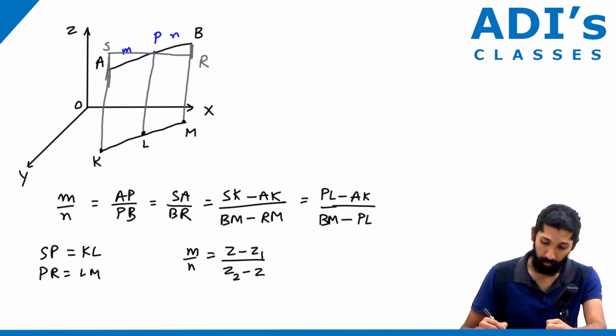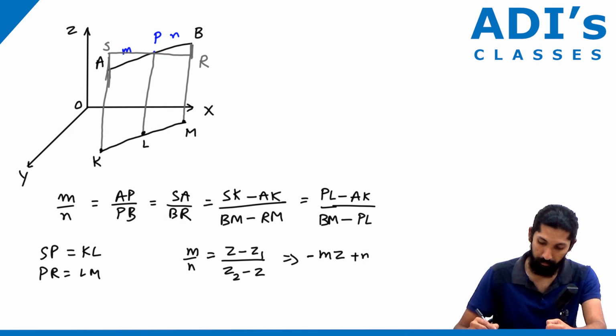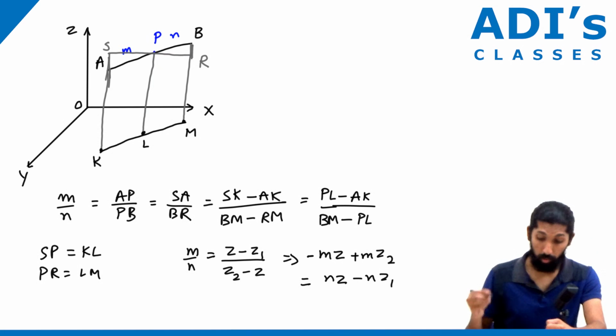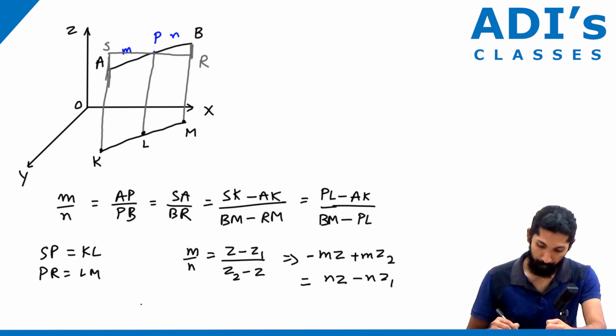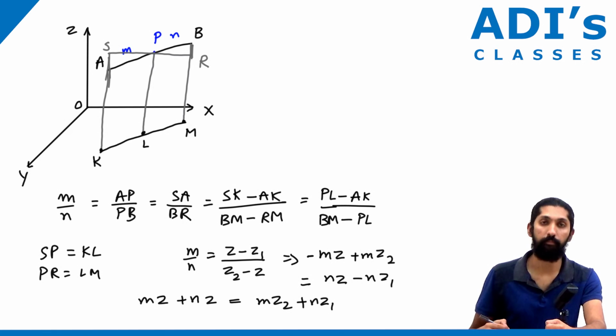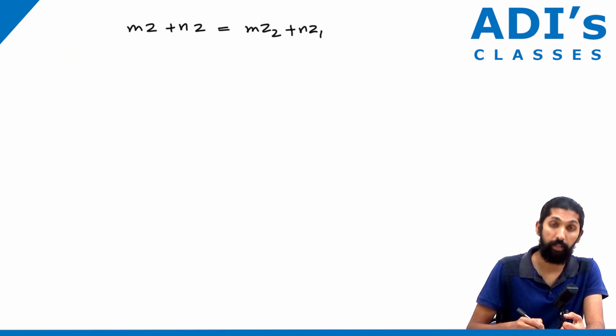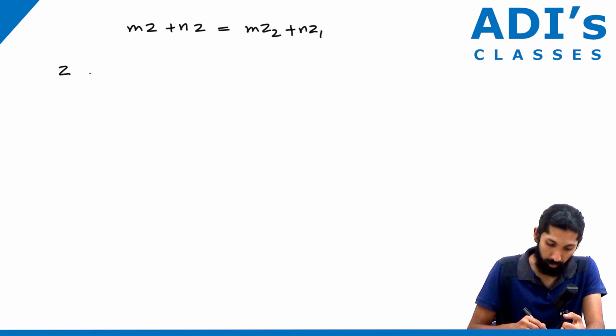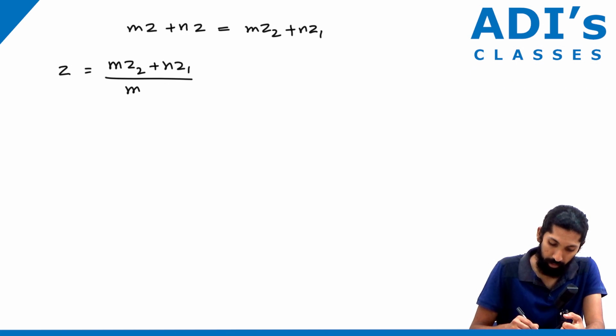Cross multiply. If you cross multiply, you'll get MZ2, sorry, minus MZ, and then plus M into Z2 is equal to NZ minus N into Z1. Transpose. If you do that, you're going to get MZ plus NZ is equal to MZ2 plus N into Z1. Correct? Now what do you have? If you take Z common, Z is equal to MZ2 plus NZ1 divided by M plus N.